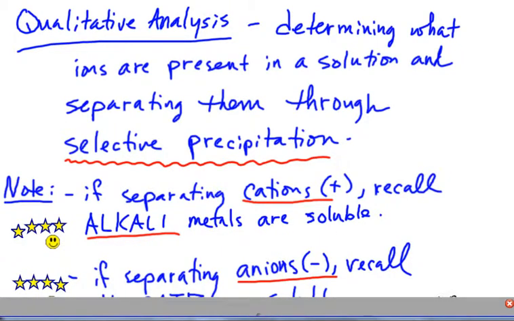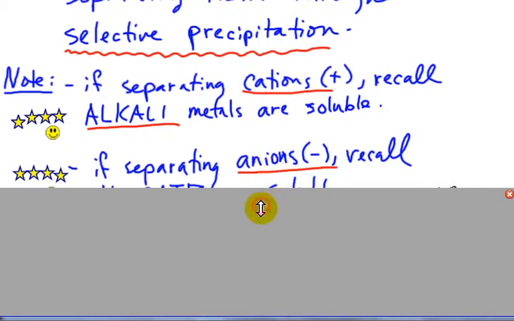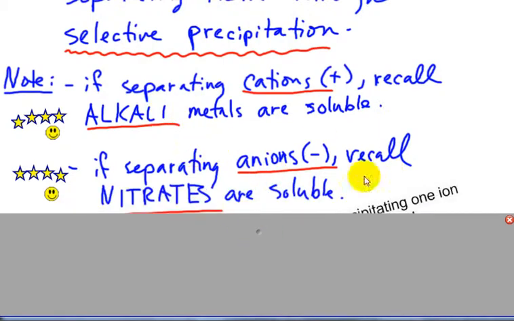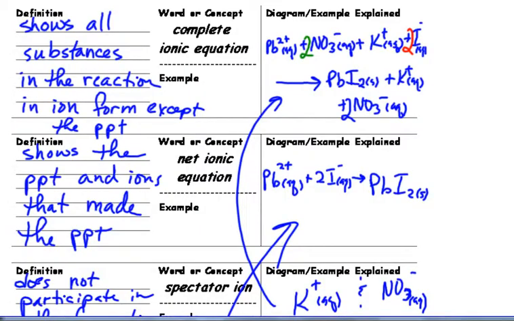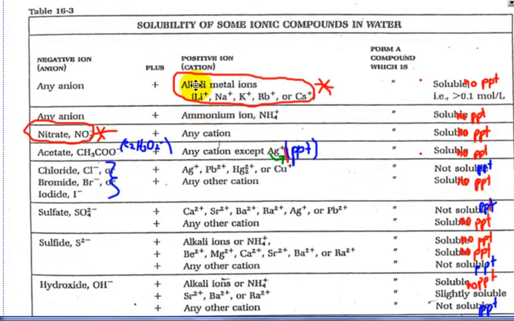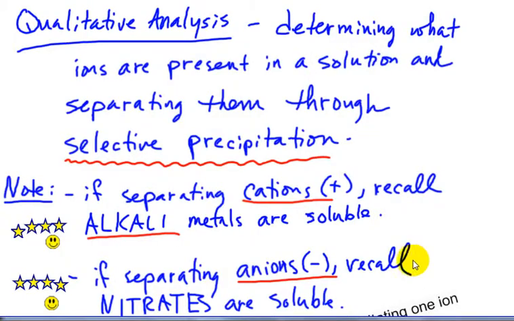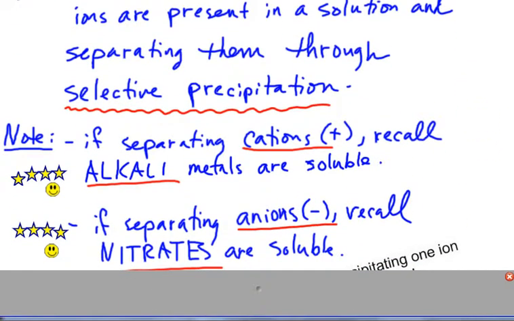Now, one thing that I got you to label on your chart was circling the alkali metals and circling the nitrates. If we look back at that, that's very important for when we're trying to figure out how to shuttle in certain ions to make a precipitate. So make this little note here. When you're separating cations or positive ions from each other, remember that alkali metals are soluble. When separating anions or negative ions from each other, remember that nitrates are soluble. Okay?